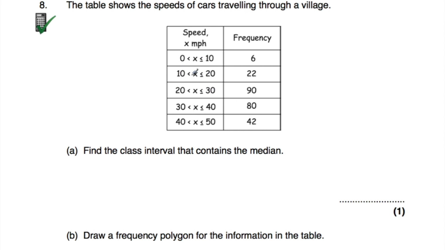Now, there's two different ways to approach this question. Because it's grouped data, we don't actually know the speeds. We don't know the speeds of these 6 cars. We don't know the speeds of these 22 cars and so on. So there's two different ways we can approach this. The first way is this.